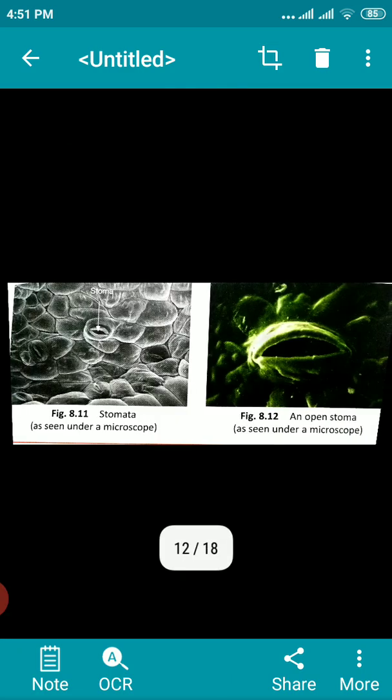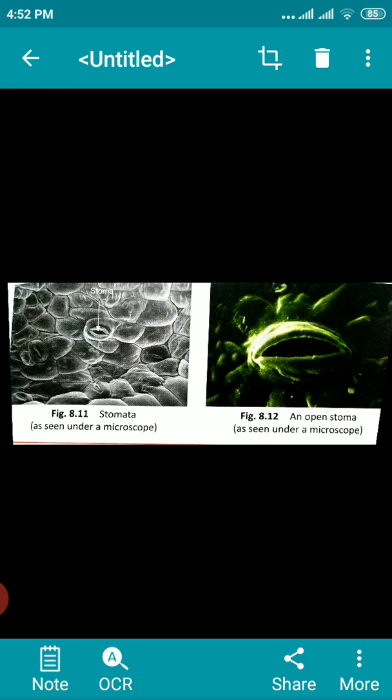Now, what are the functions of the leaf? The leaves have tiny pores present on their surface called stomata. These help in the exchange of gases required for respiration and photosynthesis. So what is the function of stomata? The stomata help to take in oxygen and carbon dioxide for respiration and for photosynthesis. So it helps in the process of photosynthesis.